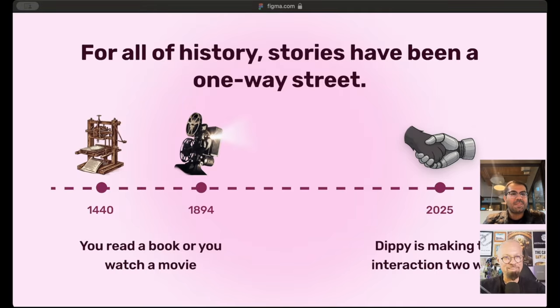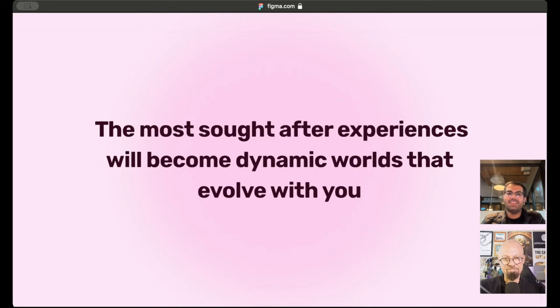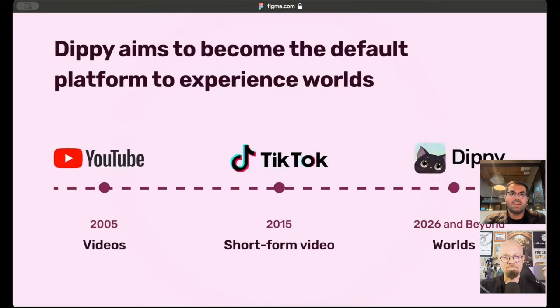Very impressive. And so our conviction is that the most sought after experiences in the future will not be watching a movie or reading these books. It will be these dynamic worlds that evolve with you, and you can drive the plot wherever you want. We almost think of it as a next generation YouTube or TikTok, where we want Dippy to become the de facto platform where you create, play, and share these types of new experiences.